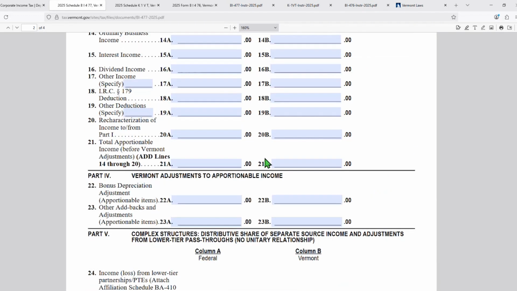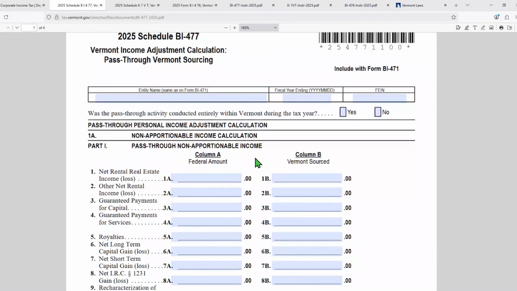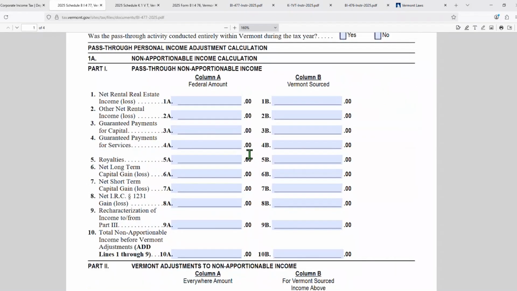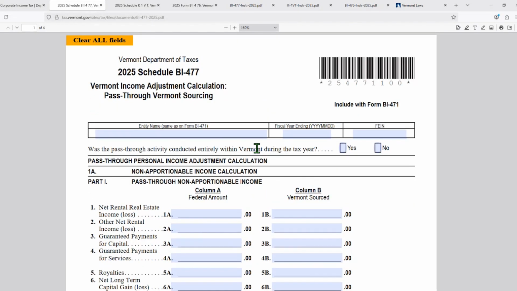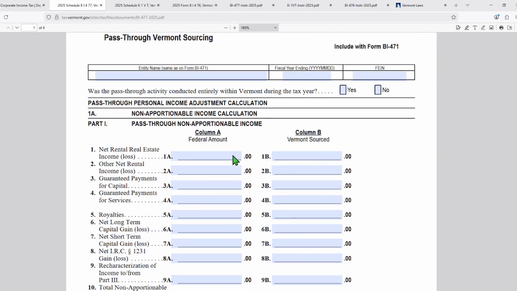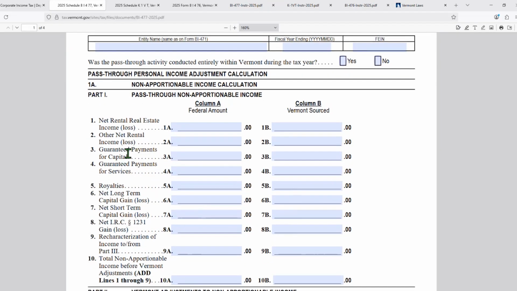We have these different buckets of income: the non-apportionable, then the apportionable, and what's coming up from pass-throughs. All of this is to construct the income adjustment and get the federal and Vermont income amounts so that we can determine the correct tax base. And from there, I don't know, John, do you want to take the lead on going through some of the specifics? Sure. Okay.